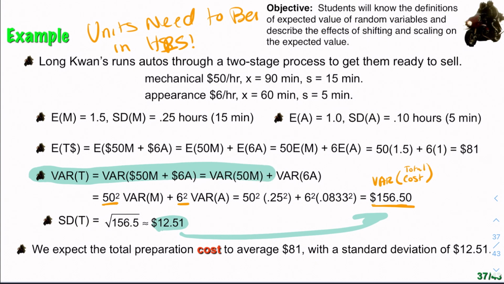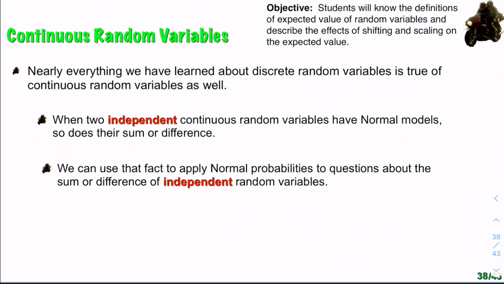Again, I'm going to keep noting this. Variances add. Only this time it was with a scalar, so we had to square that as well. So nearly everything we have learned about discrete random variables is true about continuous random variables as well. When two independent continuous random variables have normal models, so does their sum or difference. So we can use that fact to apply normal probabilities to questions about sum or difference of independent random variables.